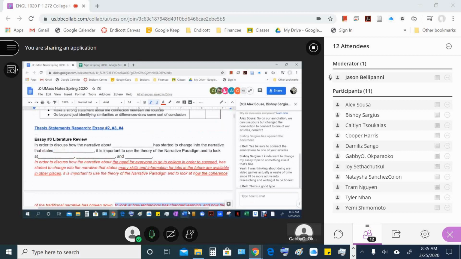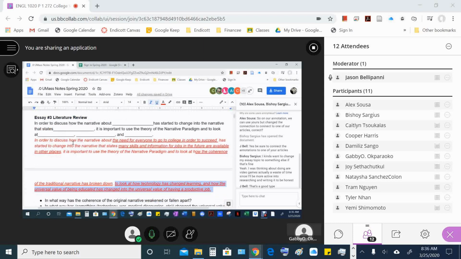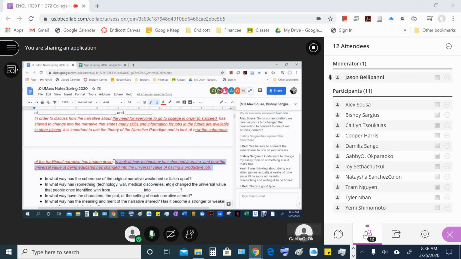So in my little template, if people can look at their class notes, I say, in order to discuss how the narrative about, and then I name my first narrative, which is the traditional one, the need for everyone to go to college in order to succeed, has started to change into the narrative that states many skills and information for jobs in the future are available in other places. It is important to use the theory of narrative paradigm and to look at how the coherence of the traditional narrative is broken down. That's one thing I'll do. To look at how technology has changed learning, and to look at how the universal value of being educated has changed more into the universal value of having a productive job.